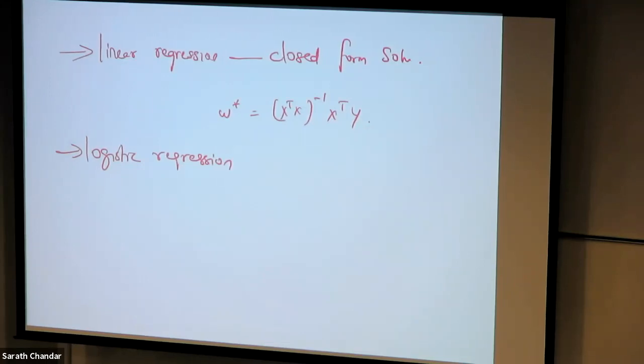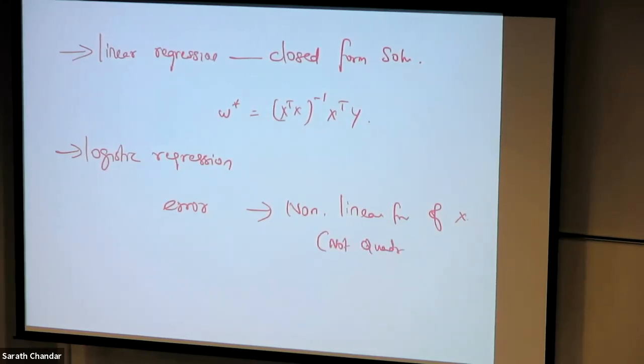your error function is actually a non-linear function of x, and this non-linear function is not quadratic. There's a sigmoid nonlinearity, so you have sigma of W transpose X, which makes things more than quadratic. Now, it is not a quadratic function. However, this error function is still a convex function.